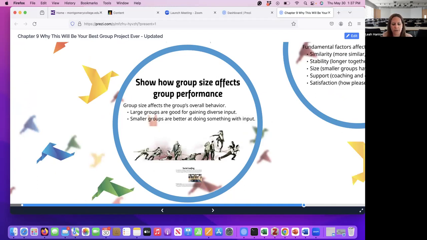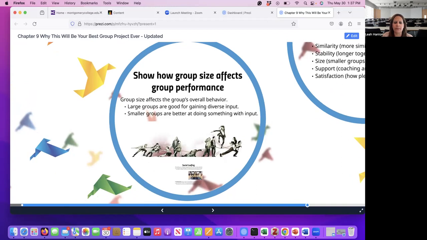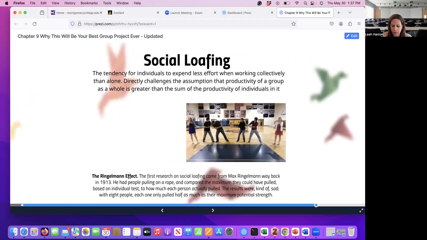Show how group size affects group performance. Group size affects the group's overall behavior. Large groups are good for gaining diverse input. Smaller groups are better at doing something with the input. Social loafing is the tendency for individuals to expend less effort when working collectively than when working individually.